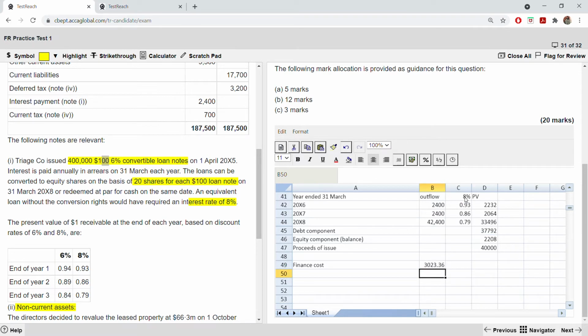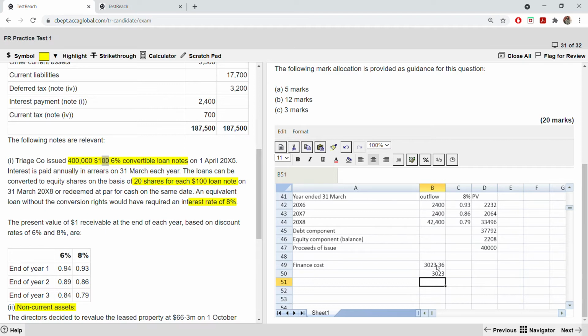3023.36. Okay, you can even round this to the whole number. Rather than writing in decimal 0.3, you can round this to the whole number. Yesterday I don't think I taught this for financial reporting, but for the other papers when I was discussing, this is how you round up: equal to, write ROUND. Whenever you want to round a number, click that cell, comma 0. If you press comma 1, it will round it to one decimal place. If you want to round it to a whole number, 0. Okay, so 3023. This is your finance cost.